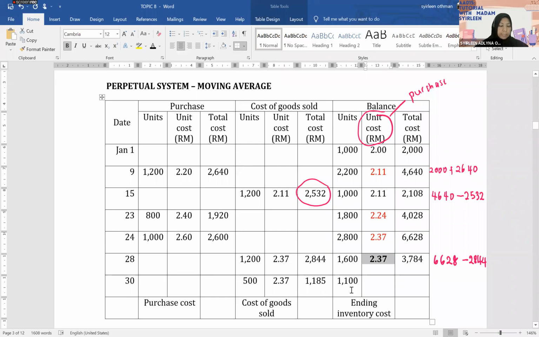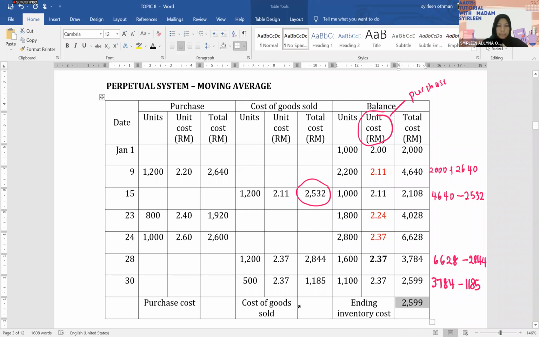Okay, sebab tak ada beli dah kan, so dia tak berubah, dia kekal RM2.37 until the end of January. Okay, so sekarang 500 unit dah keluar, tinggal 1,100. Okay, still the same price, 2.37. Okay, so balance inventory yang tinggal will be 3784 minus 1185. Okay, so that leaves you with the balance of 2599. So 2599 is actually your ending inventory.